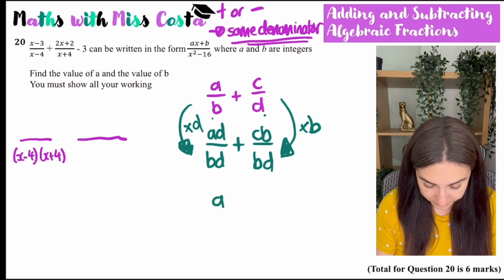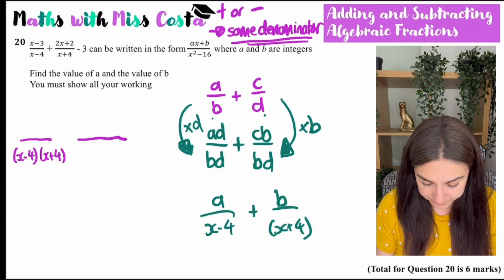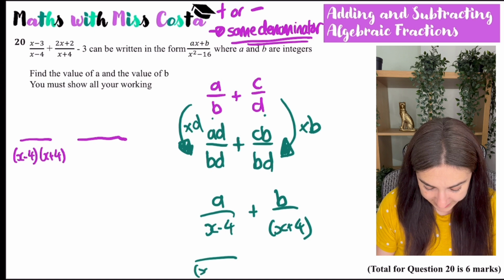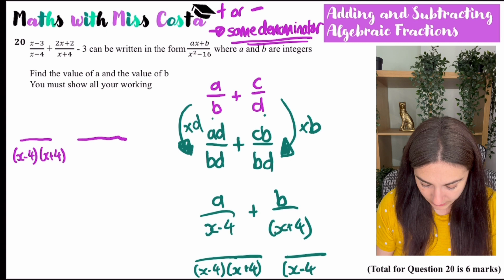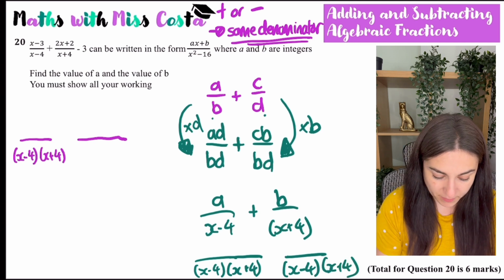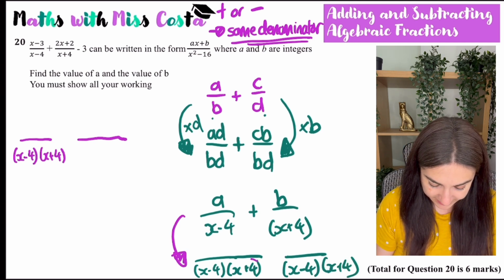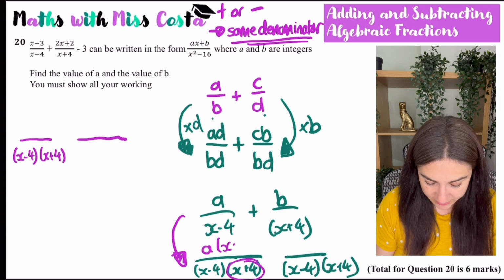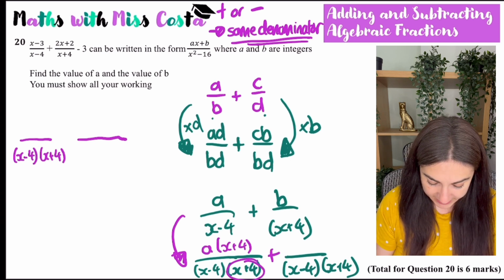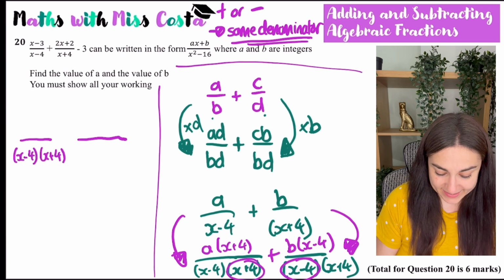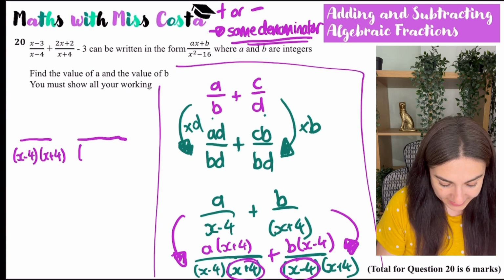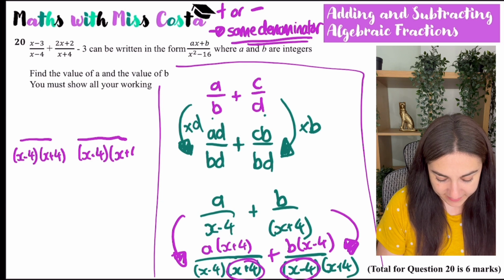Let's say it was a over x minus 4 plus b over x plus 4. My common denominator is going to have to be the two denominators multiplied together. Then you think to yourself, what have I multiplied this by to get to this denominator? I've multiplied by x plus 4, so I need to do the same to the numerator. Similarly here, I've multiplied by this, so that would need to be like that. Hopefully that simplifies it a little bit, but that's why this becomes the denominator.